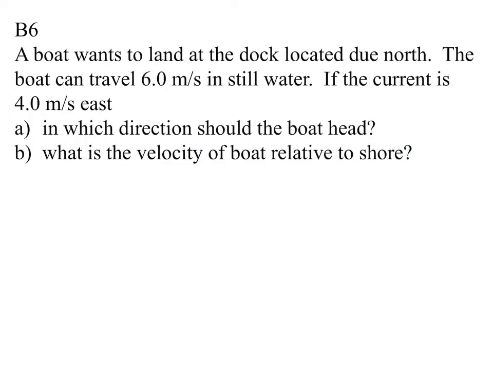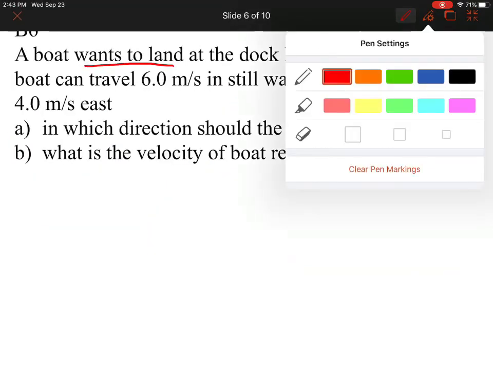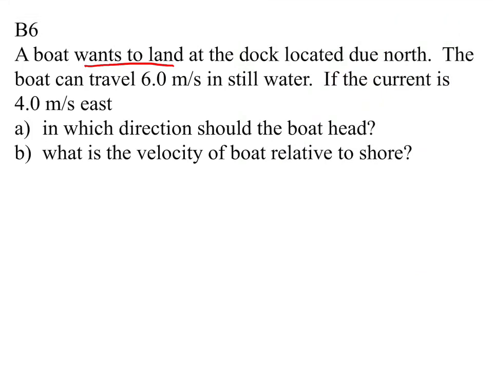So here we have a boat that wants to land. What does that mean? At a dock located due north. Okay, so it wants to go due north, but there's a current. So the boat can travel 6 meters per second, but now we know that there's a current 4 meters per second east. Okay, so what the heck is going on? So it seems a lot like that one. It's like, okay, aren't we just doing the same thing? No, we're not. So same river.